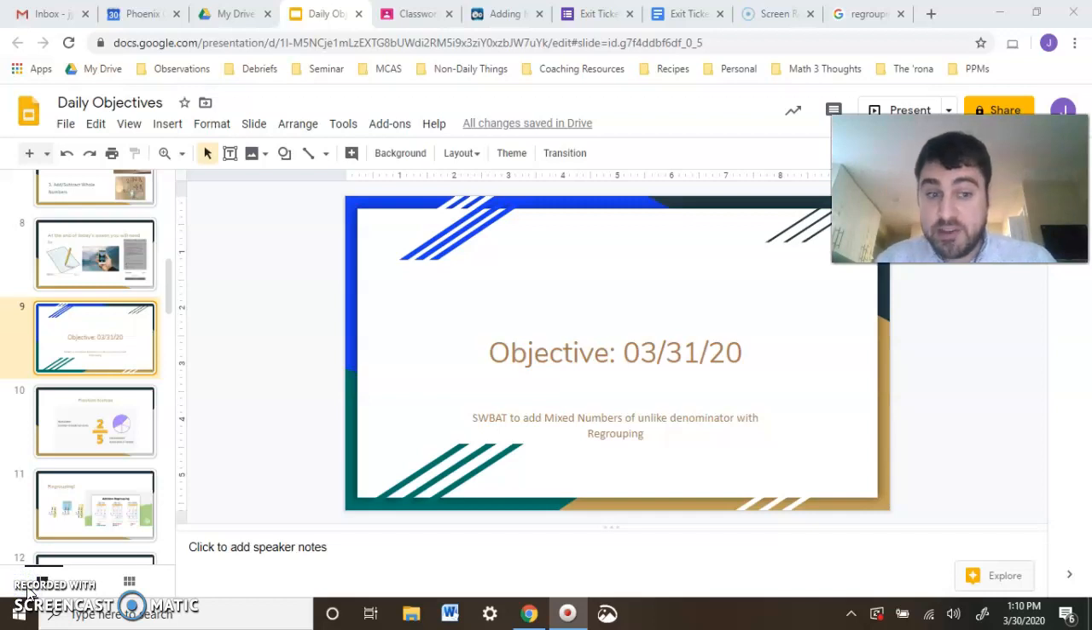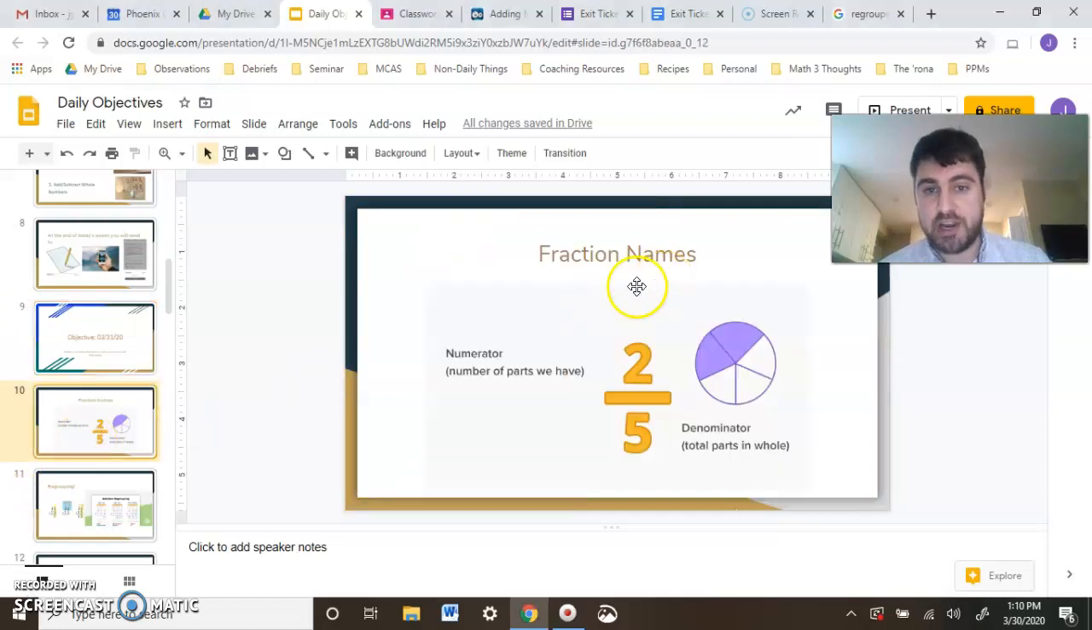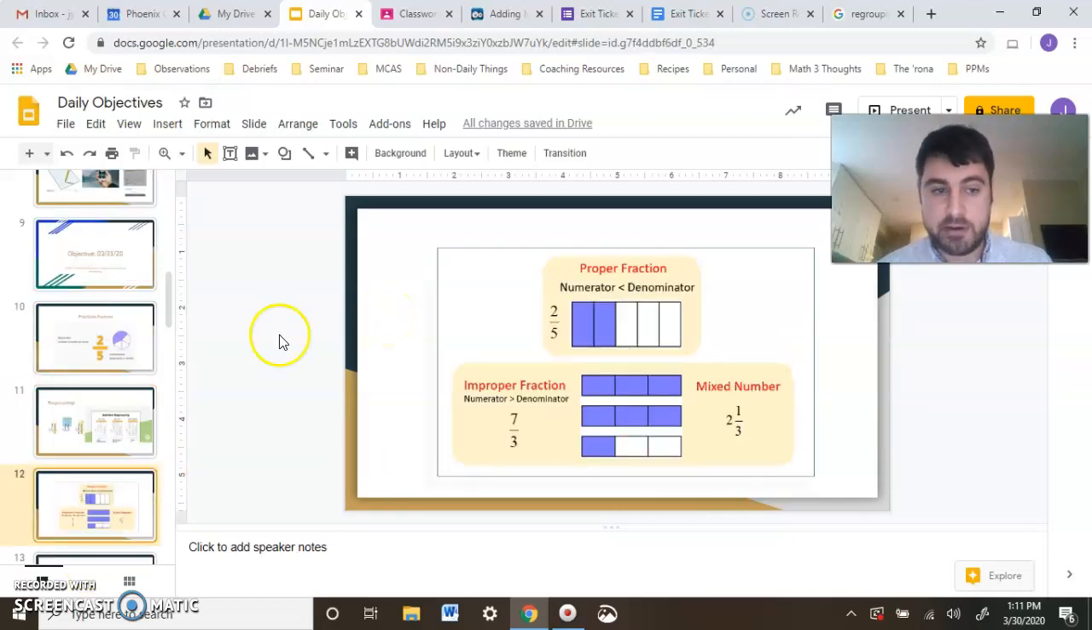Before we get into it, I want to just look at a couple of our vocabulary words. So first here, fraction names. Think about it. What's a numerator? What's a denominator? And next, I want to talk a little bit about a couple of different fractions that we've discussed before.